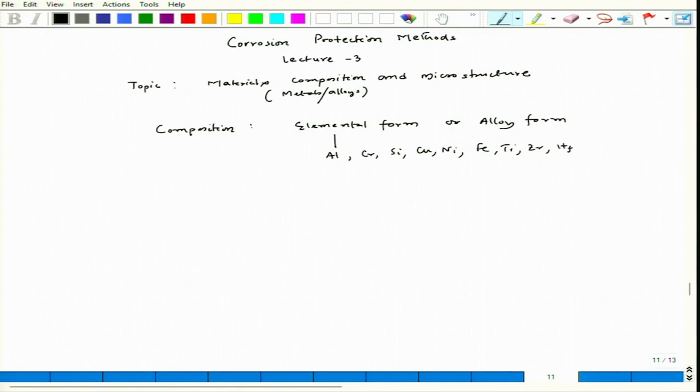Out of those elements, some have inherent high corrosion resistance, and that is decided by the position of those elements in the electrochemical series. Since it's a pure form, we can consider the standard electrochemical series. According to it, if we consider gold as well as iron, gold will be sitting at a very high level in the electrochemical series, and iron will be at a very low level. The elements sitting above have a very high degree of inherent corrosion resistance, whereas the elements which are below have a low degree of corrosion resistance.